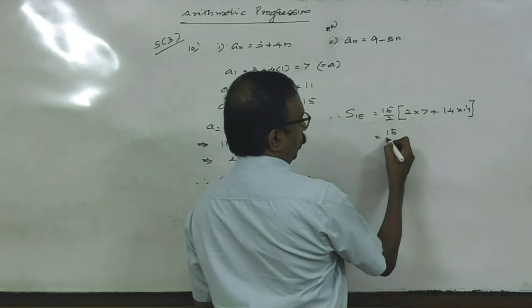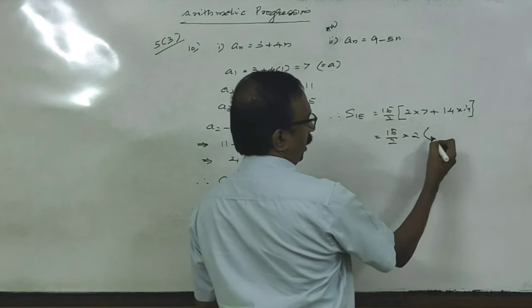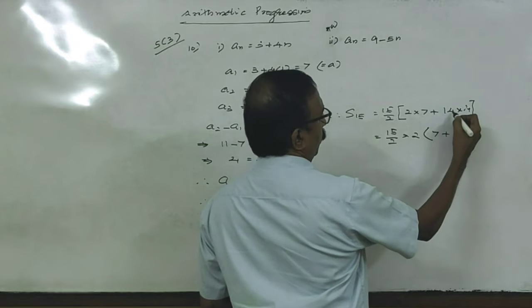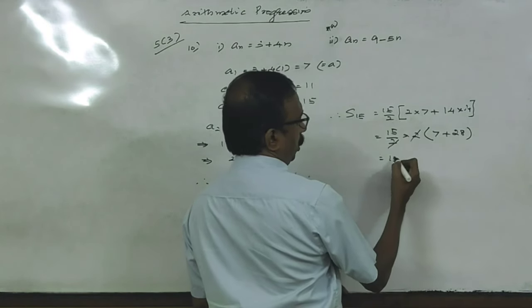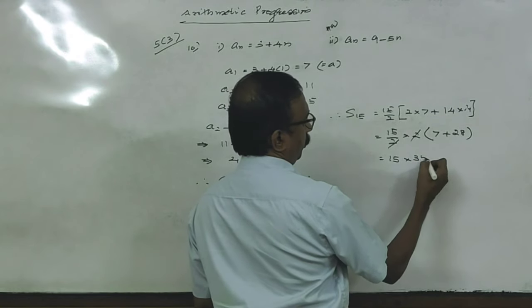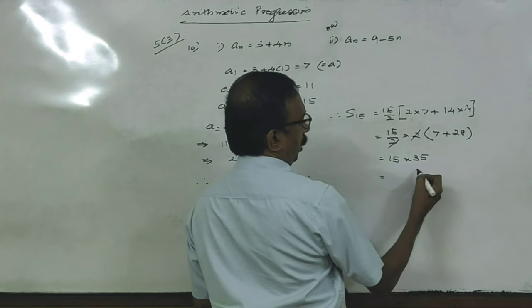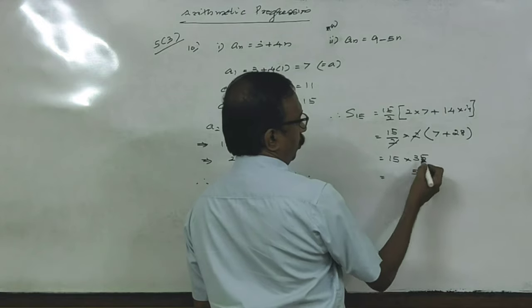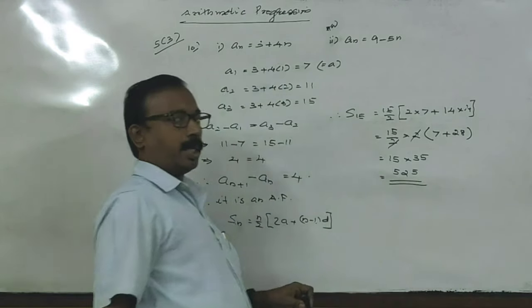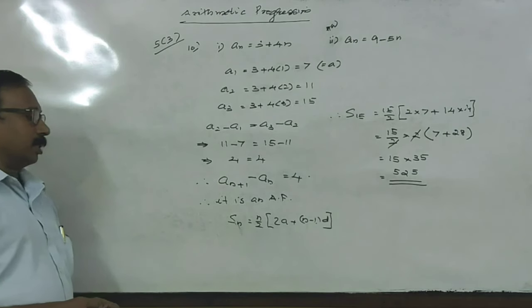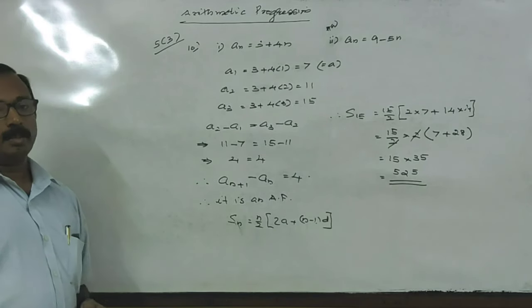That is 15 by 2, into 14 plus 14 into 4, that is 14 plus 56. Then 2 is eliminated, so 15 into 35. That is 15 into 35, which is 525. So 525 is the sum of the first 15 terms, isn't it?